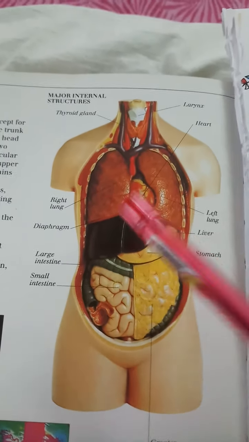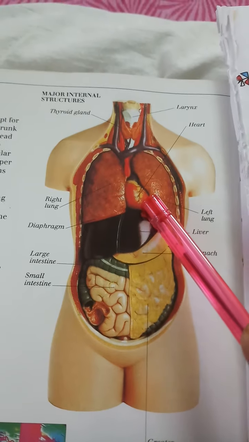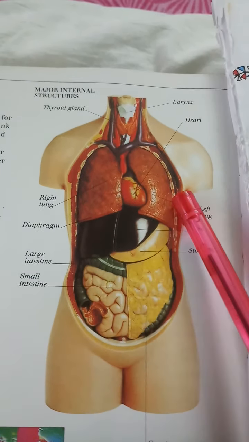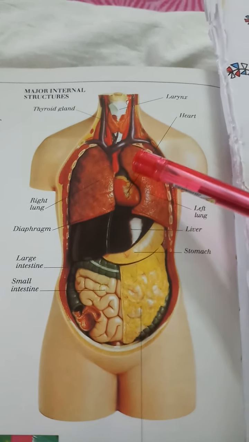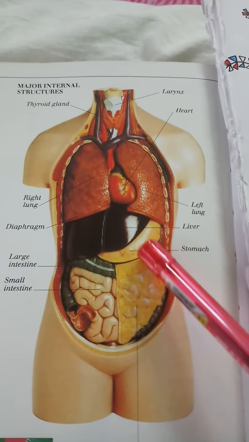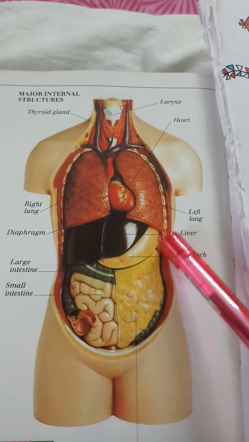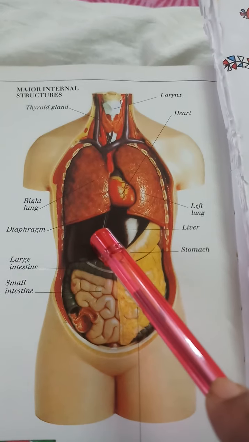Here is one picture to show you how our heart and lungs are located inside our body. You can see the heart here and lungs on either side of the heart. This is the position inside our body. Here in the picture you can see the intestine, a part of the stomach, and the liver. The full stomach we cannot see because the liver is here.